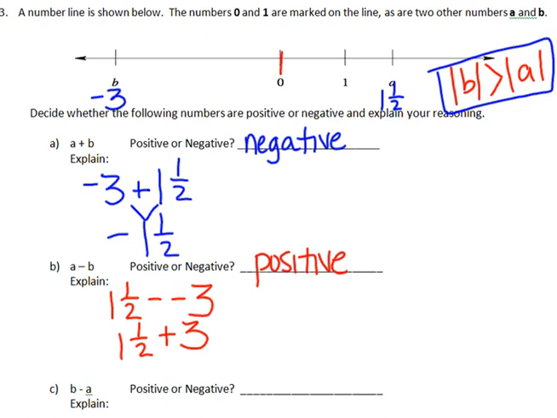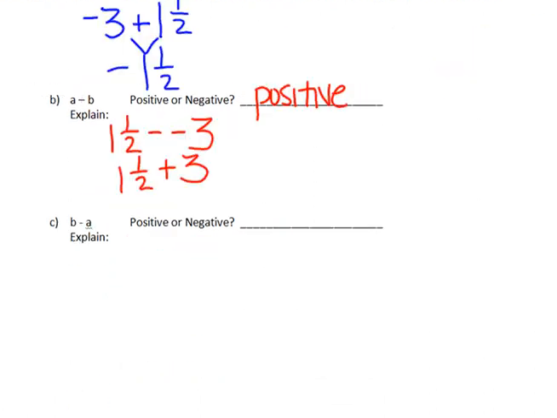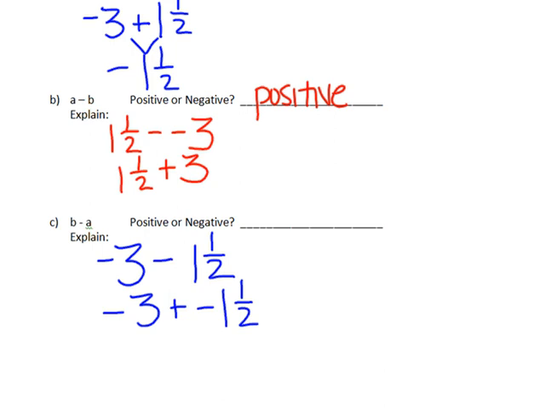Okay, and then on part C, we can plug in our numbers again. This time we could do 3 minus 1 1/2. And actually that's negative 3 minus 1 1/2. So that would be the same as negative 3 plus negative 1 1/2. Anytime you add two negatives together, you're going to get more negatives. So that would be -4 and 1/2. So we would answer that B minus A would always be negative. And again, you'll use words to explain how you can tell.